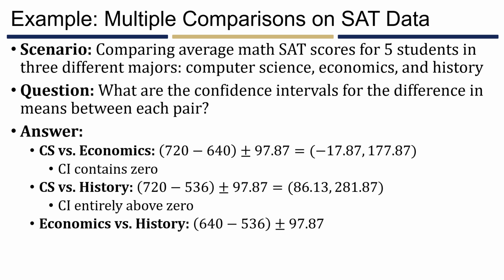And finally, comparing the econ versus the history majors, we have 640 minus 536, add and subtract our margin of error. That gives us a lower bound of 6.13 and an upper bound of 201.87. This confidence interval is also entirely above 0.